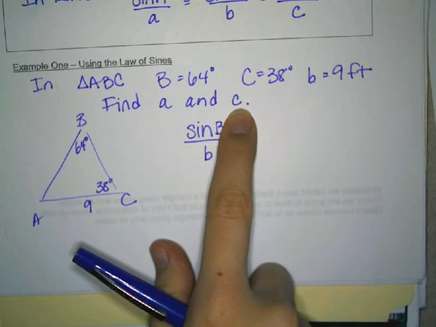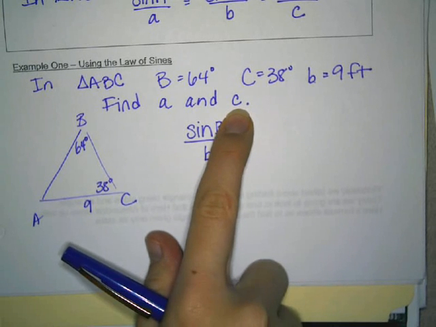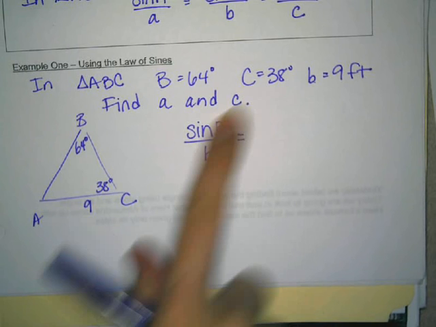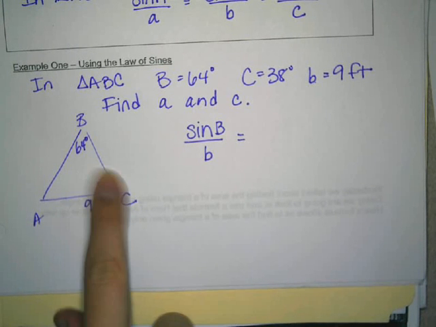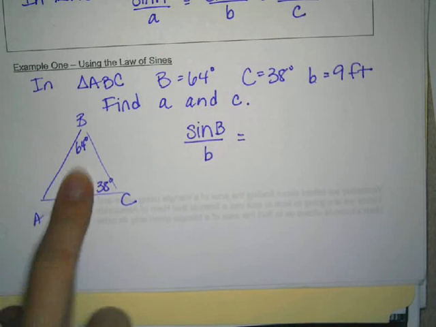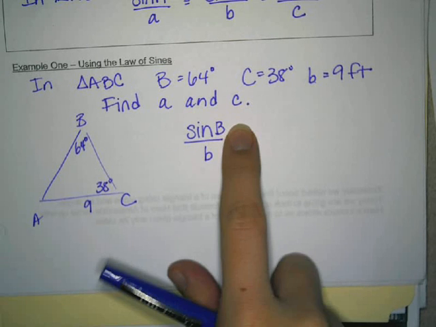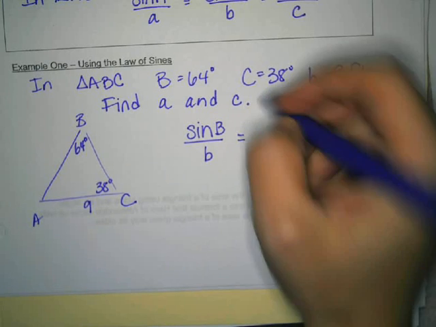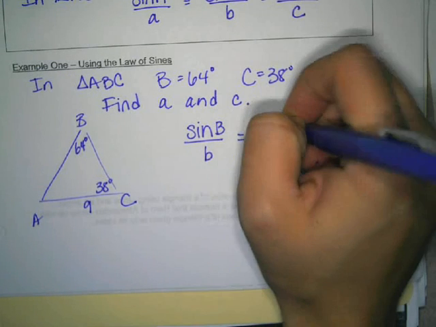Now why would I want to start with side C? Because you have the angle. Because I have the angle for side C. Now, would it be that difficult to find the angle for angle A? No, because all angles in a triangle add up to 180. Okay. But since we're given angle C, we're going to start with that at least. So we're going to set this equal to sine of C over side C.